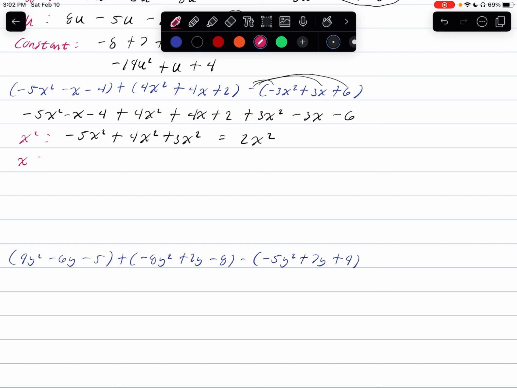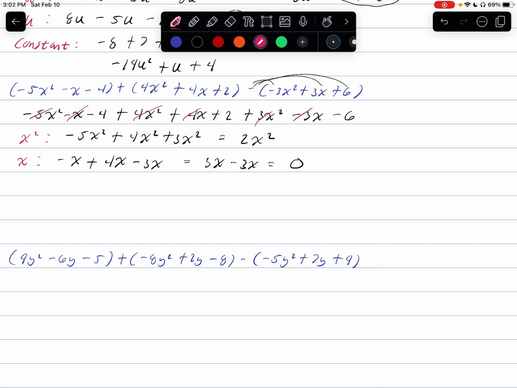Okay, now if we take all of our x terms, after we acknowledge that we've taken care of the x squared terms here, we'll have negative x plus 4x minus 3x, right? So negative x plus 4x, that's 3x, and we have minus 3x, that's going to give us 0. So we're not going to have an x term in the end here. So let's acknowledge that we've gotten all of those. So minus x, 4x, minus 3x.